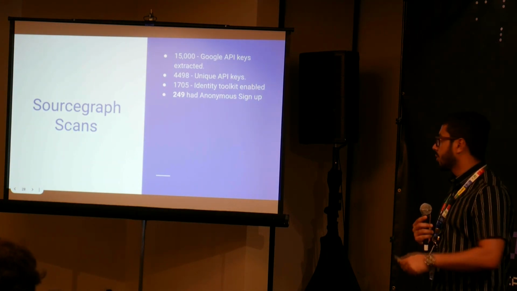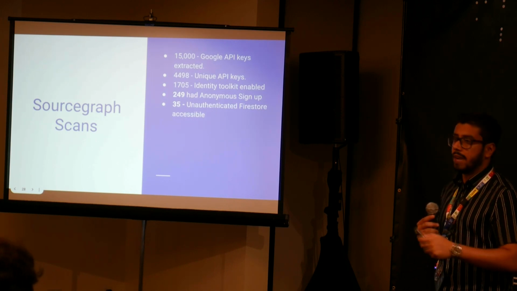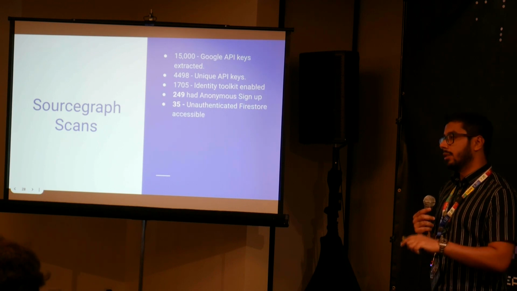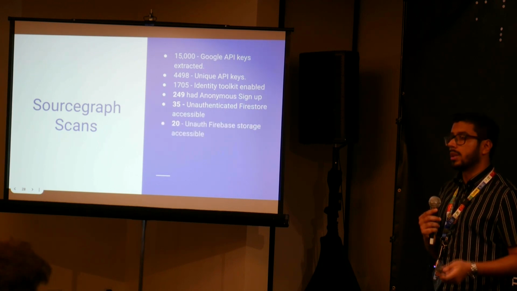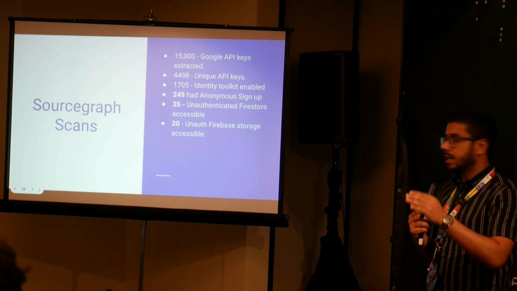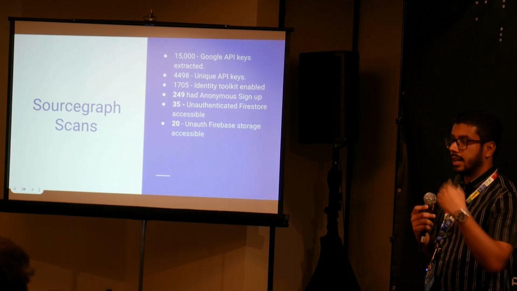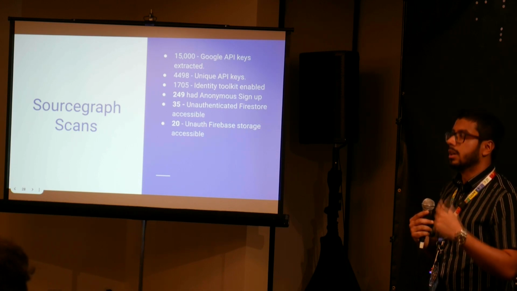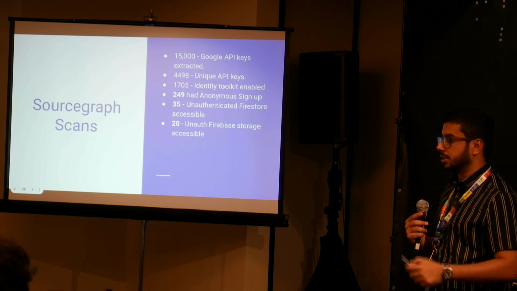Later on, exploring further, we found about 35 of them to have their database publicly accessible, regardless of authentication type. And then if we go to storage buckets, there's about 20 of them that were vulnerable to that as well. But now if we go back to the anonymous signup, since we have about 249 that had anonymous signup enabled, some of them were giving access denied on Firestore database or Firebase storage.